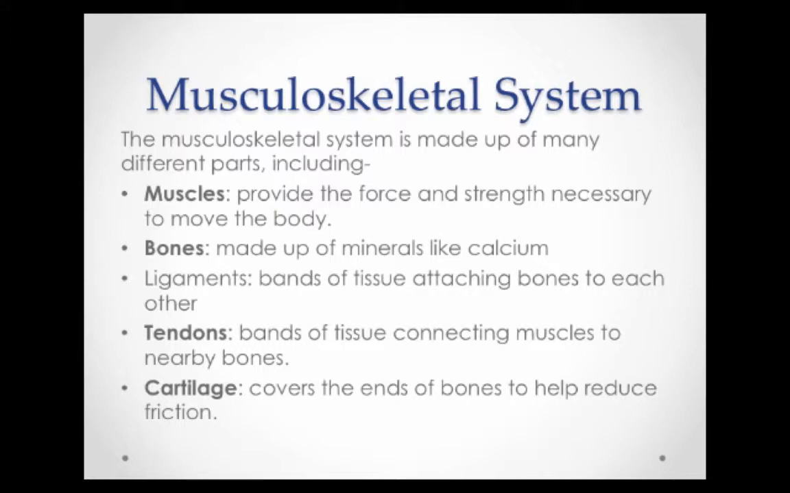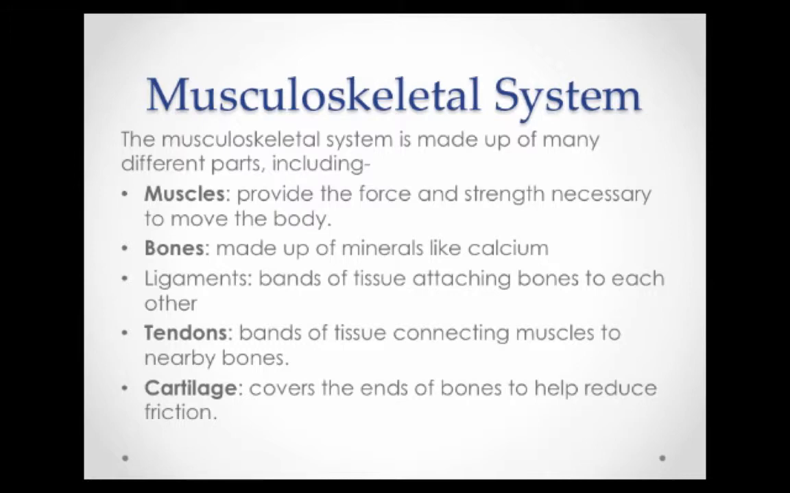Ligaments are strong elastic bands of tissue that attach one bone to another and provide support to the joint. Tendons are like ligaments, but tendons are bands of tissue. However, instead of connecting bones to each other, they connect muscles to nearby muscles, and they are not elastic.